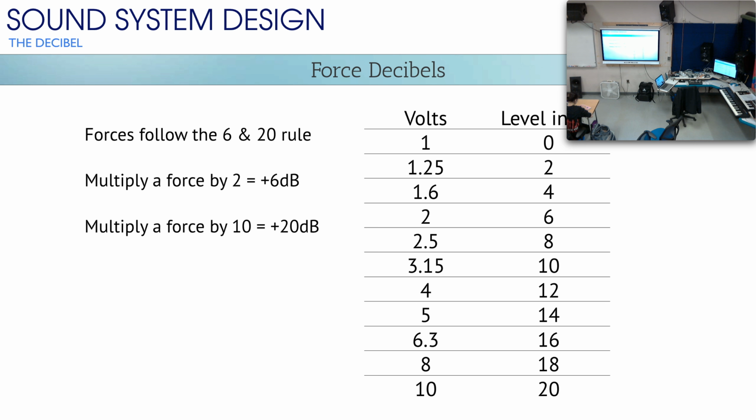And you remember there was what I was calling the 3 and 10 rule, which is that if you double a power, it goes up 3 dB. And if you multiply a power by 10, it goes up 10 dB, right? And if you divide a power in half, it goes down 3 dB. And if you divide a power by 10, it goes down 10 dB. So that's for power.